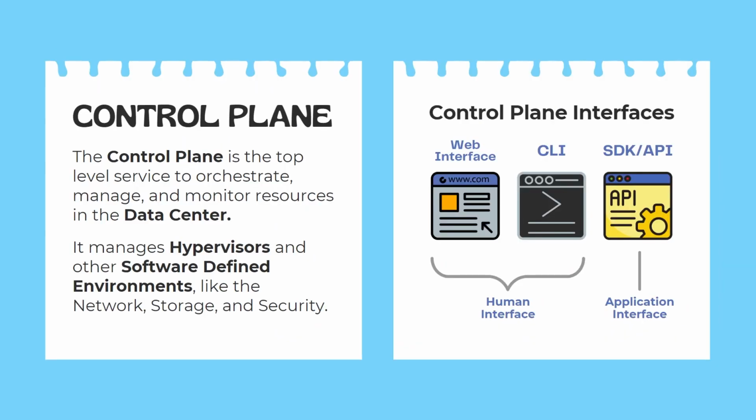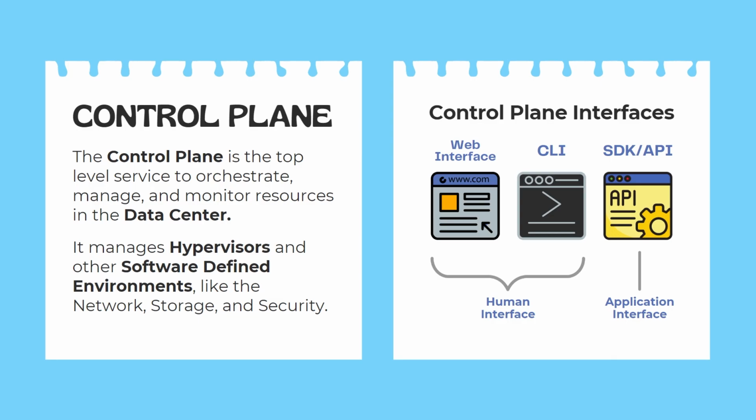So how do we control these hypervisors? Because like I said, we have multiple rack servers in a rack, and then the data center could have multiple racks on the floor. So we've got several servers that we have to communicate with to create virtual machines if we need a server. Well, this is where the control plane comes into play. It's the top level service to help orchestrate, manage, and monitor your resources in your data center. It manages hypervisors and other software-defined environments like network, storage, and security. Other things can be virtualized.